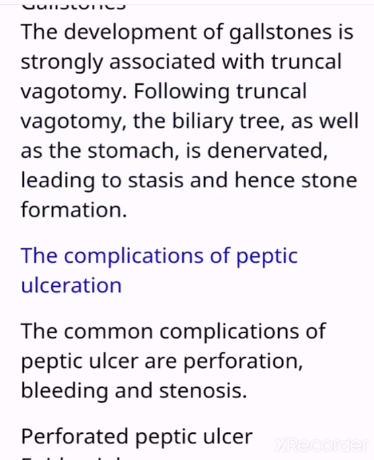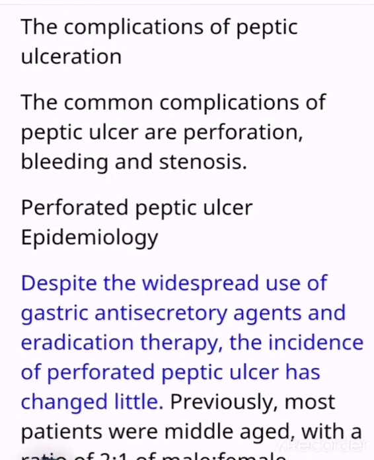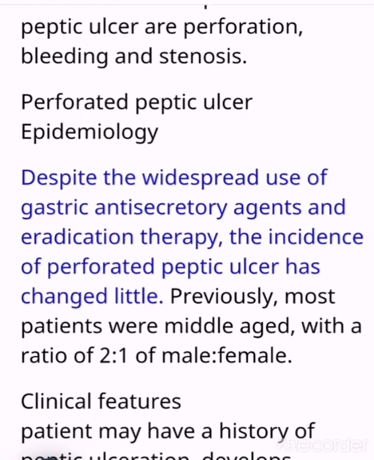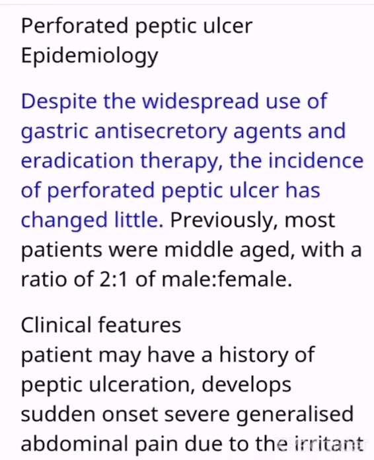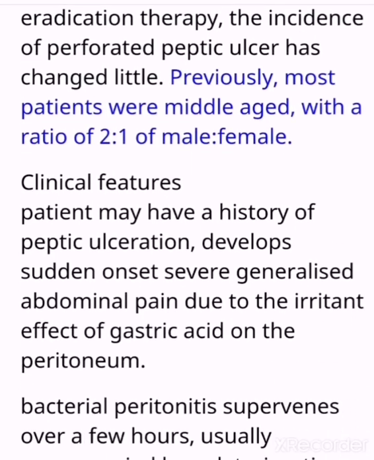The complications of peptic ulceration. The common complications of peptic ulcer are perforation, bleeding and stenosis. Perforated peptic ulcer epidemiology. Despite the widespread use of gastric anti-secretory agents and eradication therapy, the incidence of perforated peptic ulcer has changed little. Previously, most patients were middle-aged, with a ratio of 2:1 male to female.